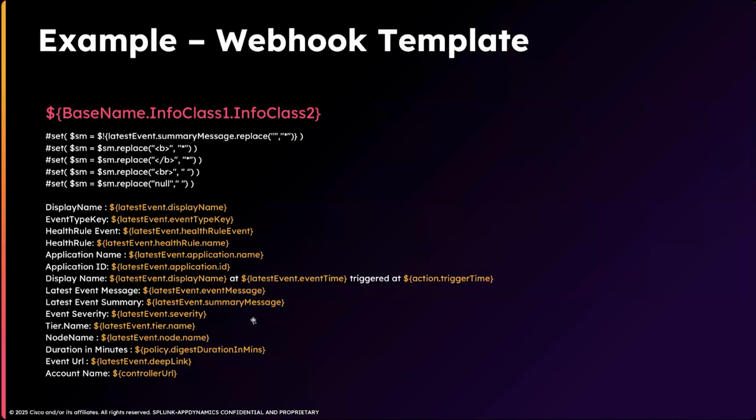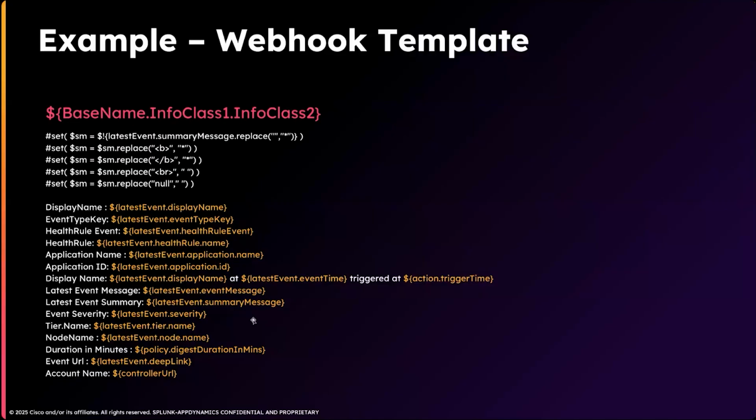So latest event.display name of the violation. We'll skip down a few, latest event.healthrule.name. That's the name of the health rule that violated. And that's where we talked about that condition, which was under the number 1 before. Latest event.application.name, latest event.application.id. This is basically the same payload that we had in the email, except this isn't a webhook.